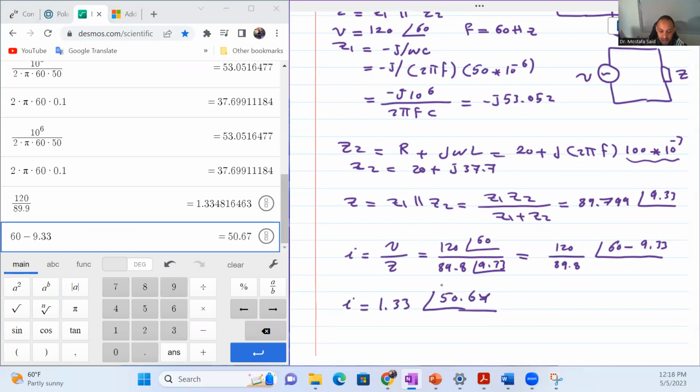You can do it with mesh analysis or node analysis, and you have to get the same answer.